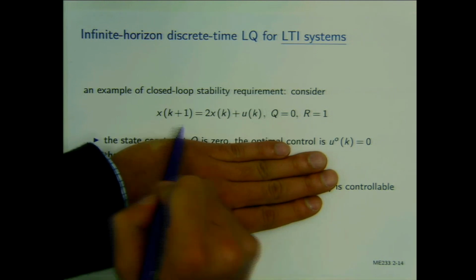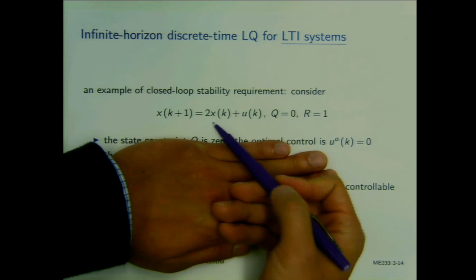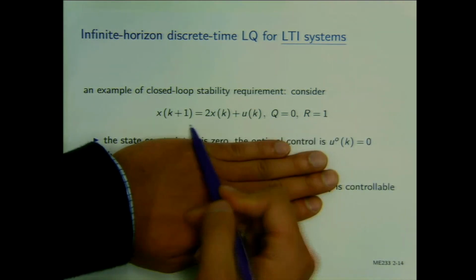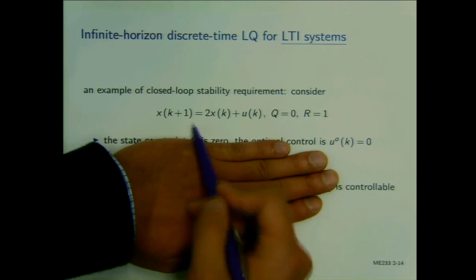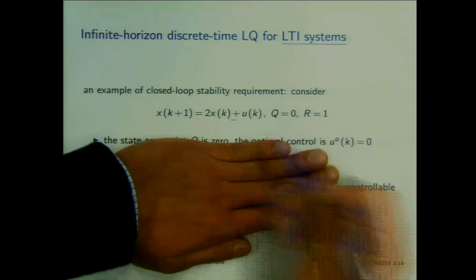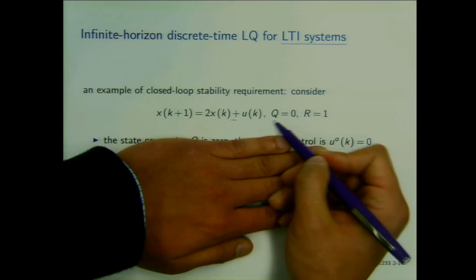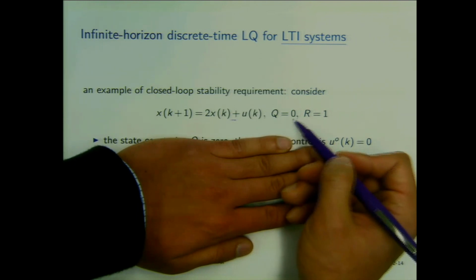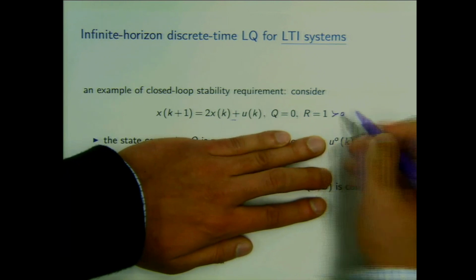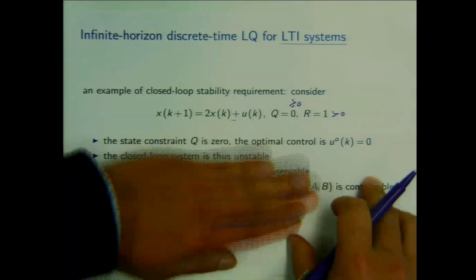I have this first-order system written down over here: x_{k+1} = 2x_k + u_k. Is this system stable? Not stable, right? Okay, that's just an observation. So let's say I choose Q and R in my performance index as 0 and 1. These are all valid, right? Because R is positive definite, Q is positive semi-definite. Okay, these are all valid assumptions.